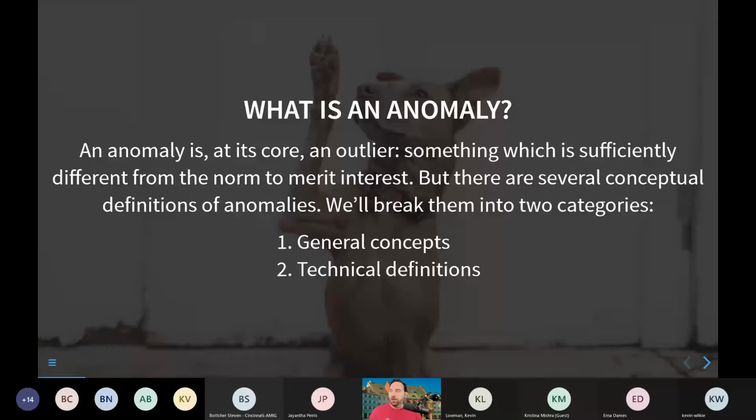So let's start by asking, what is an anomaly? At its core, an anomaly is an outlier. Technically speaking, it's a little bit more than just an outlier. See, an outlier is you're different from the norm. An anomaly is you're different from the norm in a way which is interesting to me. Now, that was a high-level conceptual definition. We're going to talk a little bit more about general concepts, but I will talk about specific technical definitions of anomalies as we go along here.